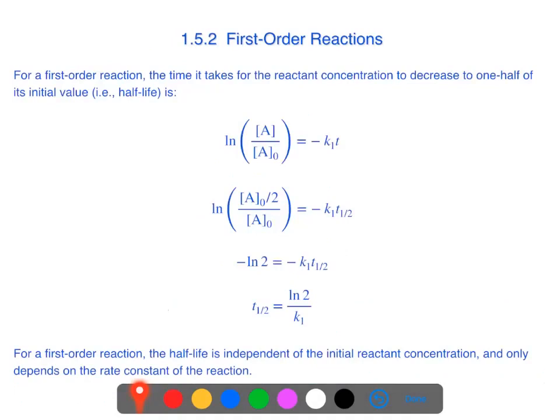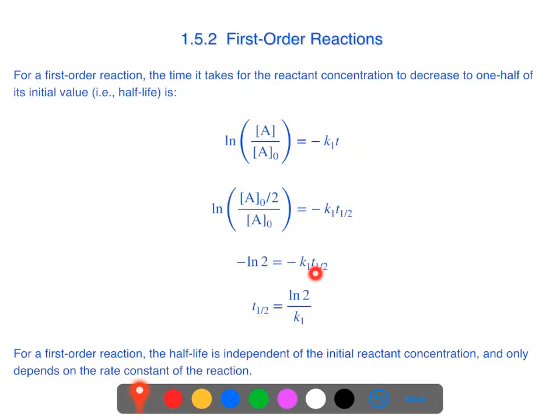So similar to zeroth order reactions, we can calculate the half-life for a first order reaction. So the time it takes for the reactant concentration to decrease to 1/2 of its initial value is as shown. So if we start with the integrated rate law for a first order reaction, and we substitute for the concentration of A with 1/2 the initial concentration of A, then we can include the subscript 1/2 with our time. If we rearrange this expression, we end up with the following.